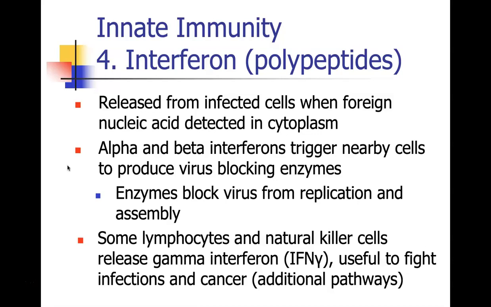And this doesn't always work, right? We can see in the case of COVID and other viruses that, of course, it doesn't always work. That's why we have other medical care and other systems to deal with this, but this is your innate immune response to deal with viruses. Some lymphocytes and natural killer cells release something called gamma interferon, this IFN gamma, which is useful to fight infections and cancer. And so we can use some of these innate immune system components to combat things like cancer.